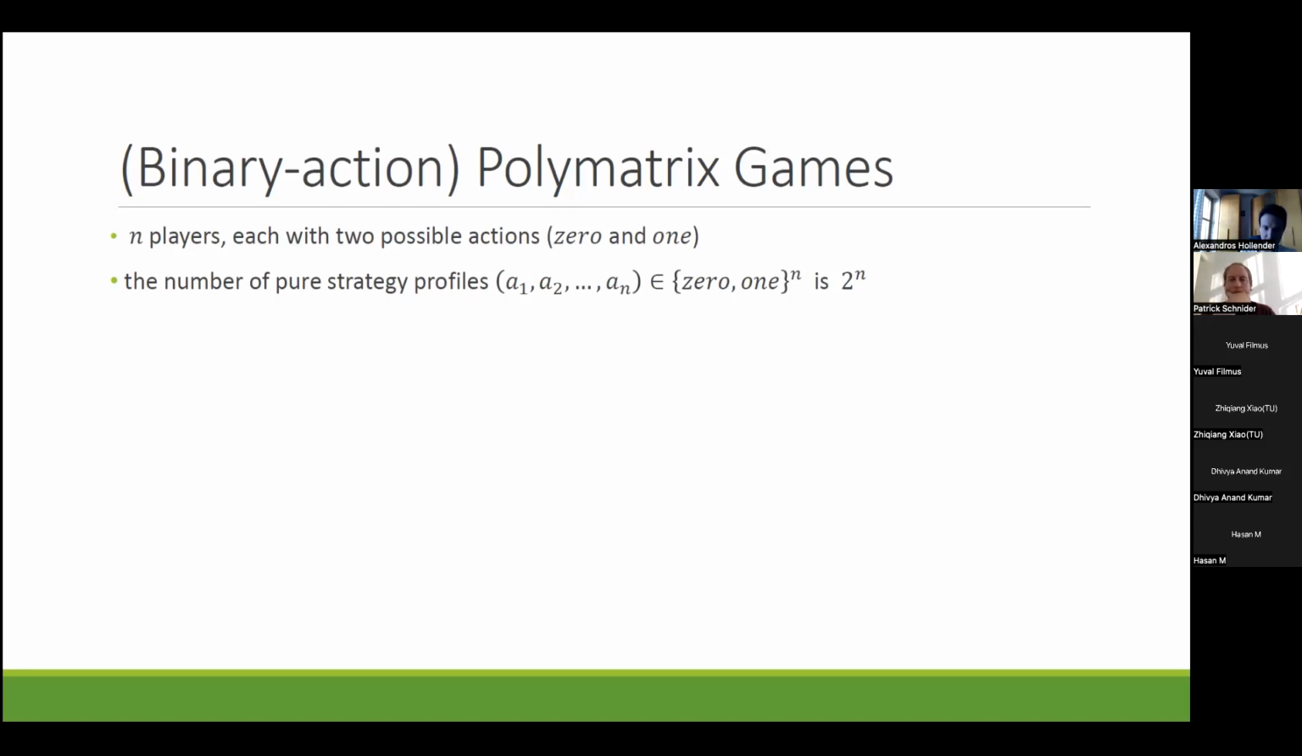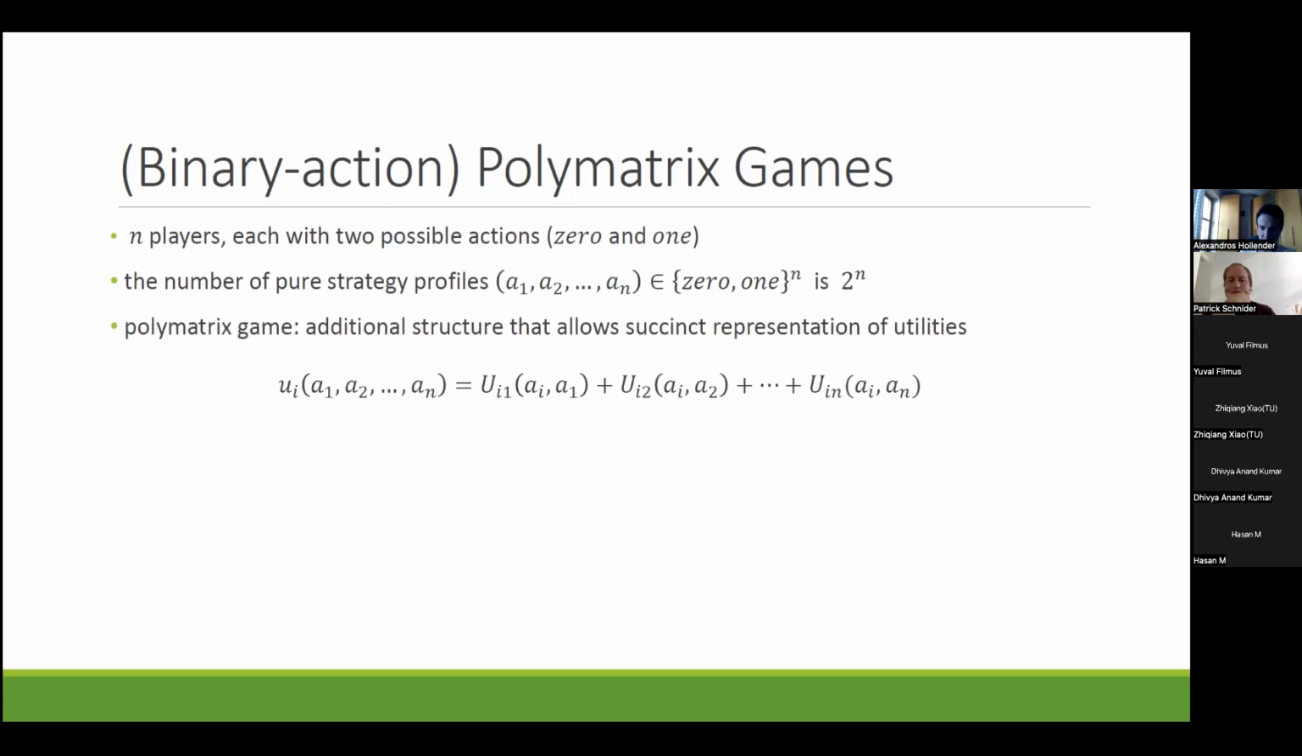Now, if you want to specify the payoff to each player for each possible outcome, that will be exponential size. So that's not a very interesting problem because it has an exponential representation. So polymatrix games are a special case of these many player games that have additional structure which allows you to succinctly represent the utilities, the payoffs of the players.